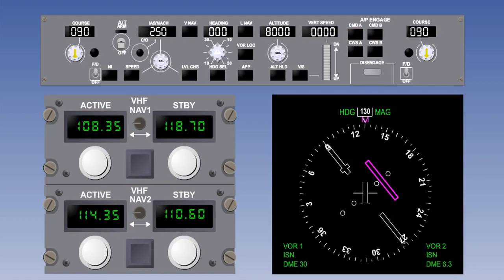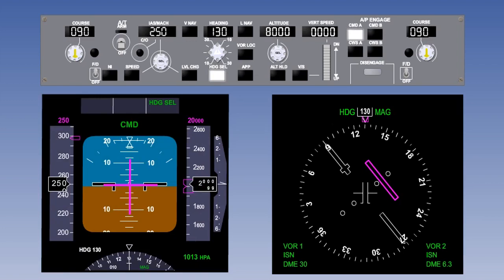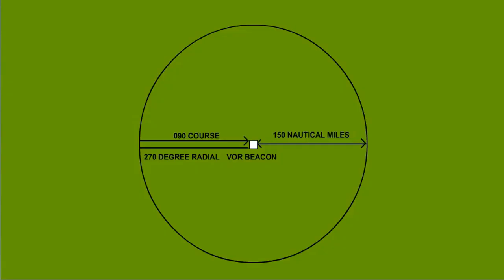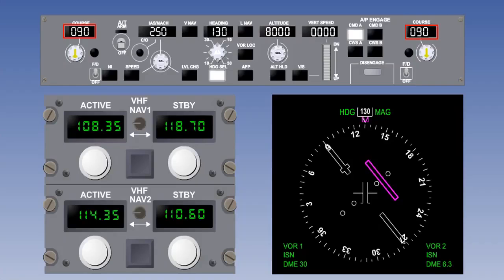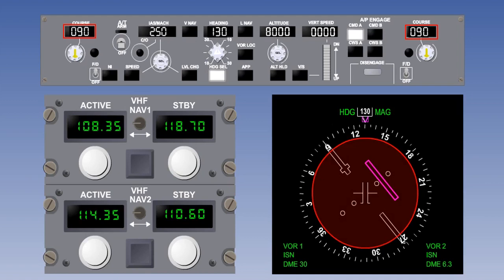In this example, we will allow the autopilot to capture and track a course of 090 degrees from a heading of 130 degrees and fly inbound towards the beacon along the 270 degree radial. When the frequency of the beacon has been tuned, a course of 090 degrees is selected on the course selector. This positions the course carriage on the HSI, EHSI, or navigation display.